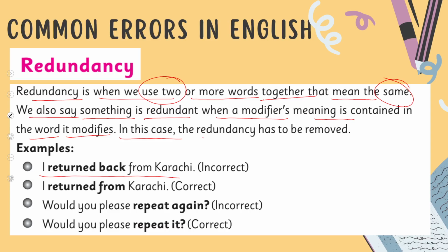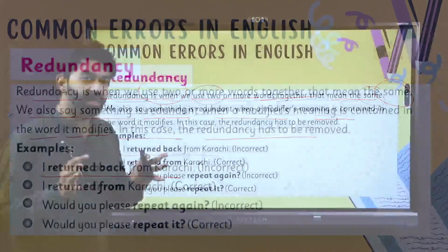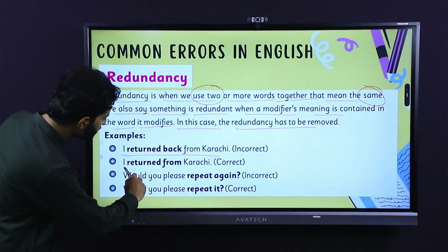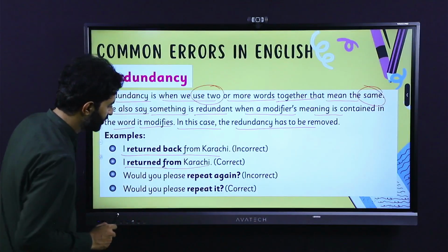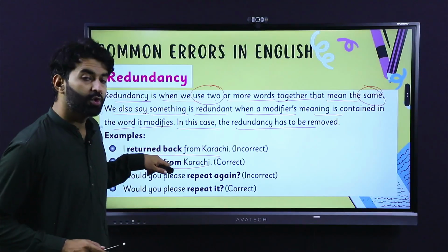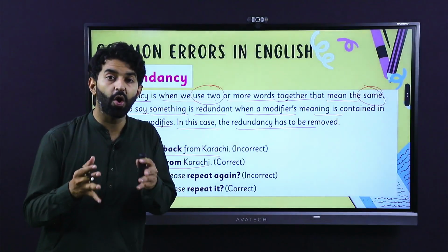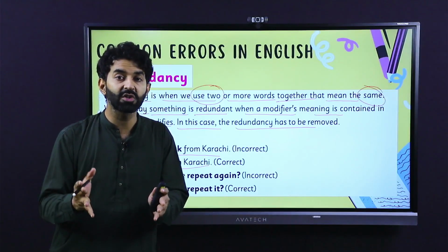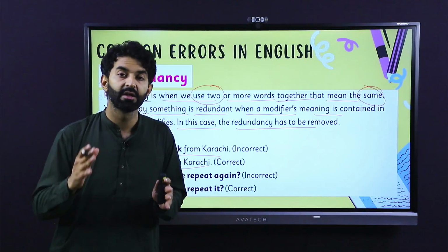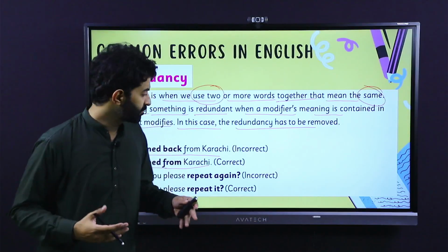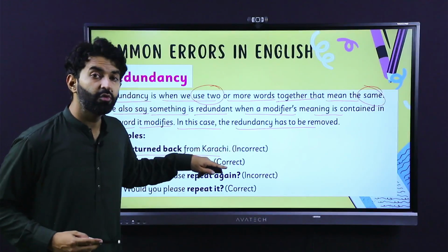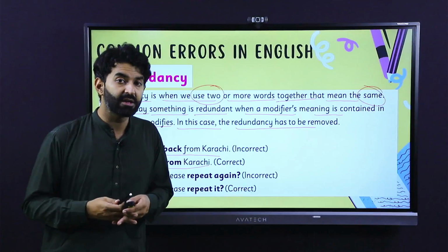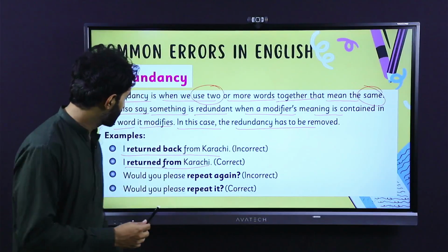In this case, the redundancy has to be removed. In I returned back from Karachi, one thing has to go. We say I returned from Karachi, because if you use return back, return already means coming back. So this extra word back is not necessary. This is a very common mistake. So in this way, we removed redundancy from our sentence and made it correct.